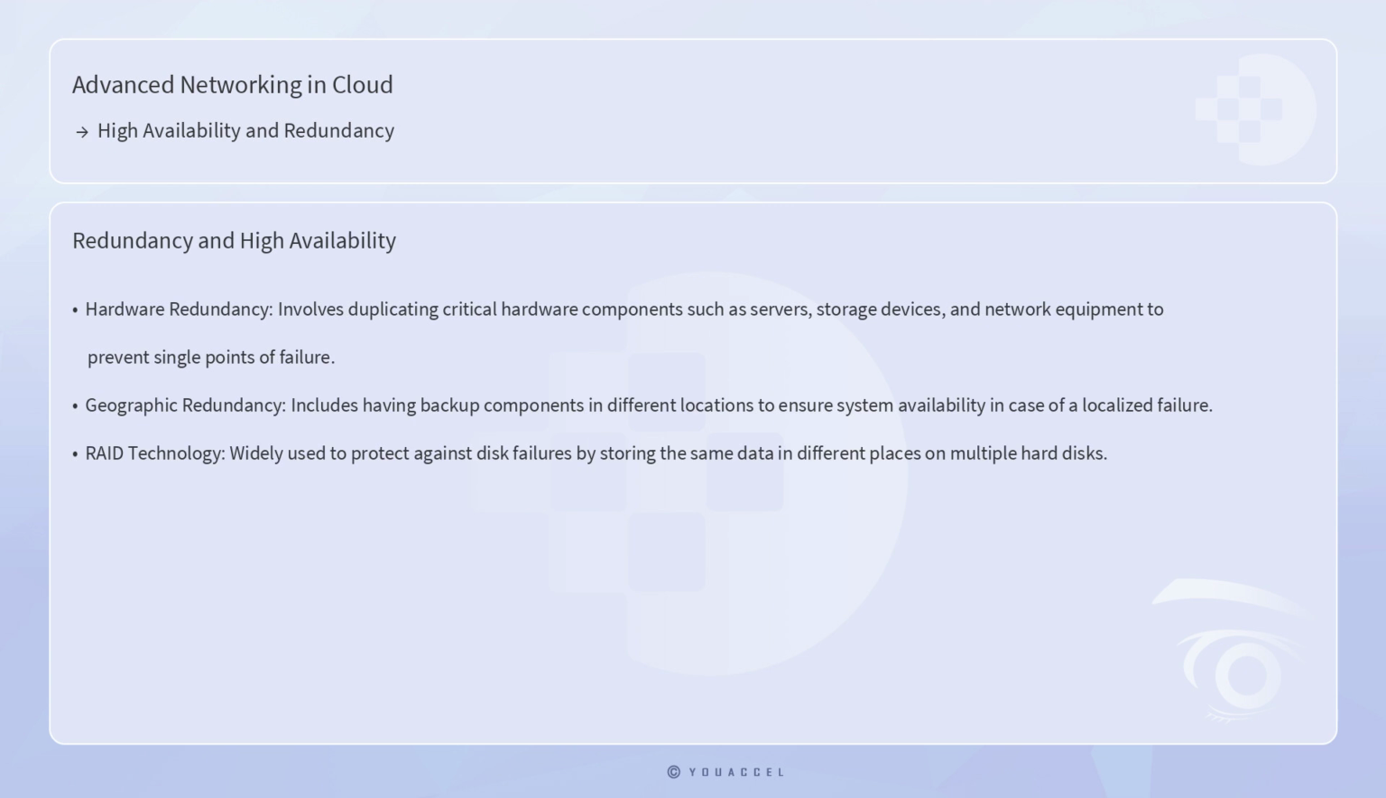Redundancy complements high availability by providing backup components that can take over in case of failure. There are several types of redundancy, including hardware, software, and geographic redundancy. Hardware redundancy involves duplicating critical hardware components such as servers, storage devices, and network equipment to prevent single points of failure. For example, RAID technology is widely used to protect against disk failures by storing the same data in different places on multiple hard disks.